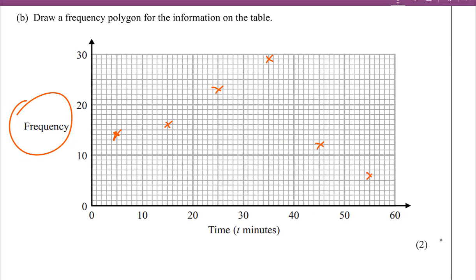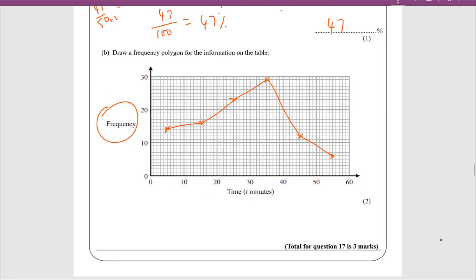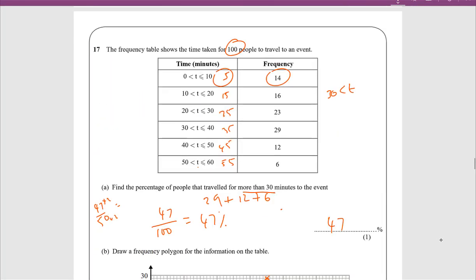Now use a ruler to connect the points with straight lines, because it's a frequency polygon, which is a polygon shape. So connect the points with a ruler. I'm not using a ruler, so make sure you use a ruler. Connect the points. Not bad actually, freehand straight lines. Okay, I'm sure you can do better than this, but using a ruler. Okay. That was question number 17.